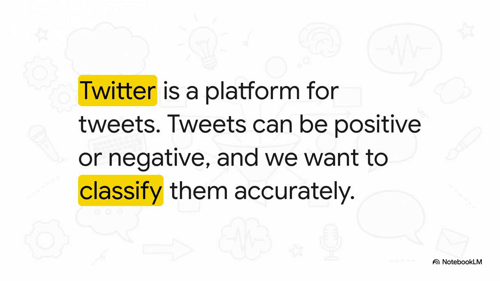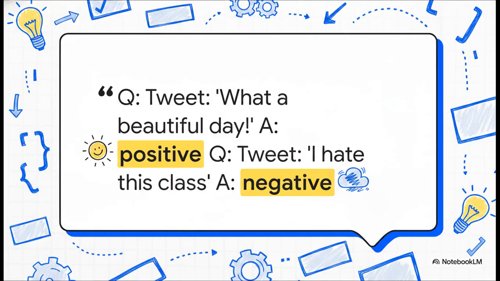Okay, next we add our few-shot examples. This gives the AI a strict, highly accurate blueprint to follow for its output format. We show it exactly what a question looks like and exactly what an answer looks like. We give it a positive example, like, what a beautiful day, paired with the answer positive. Then we flip it and give a negative example. I hate this class, paired with negative. We are literally training the model within the prompt itself, demonstrating the exact pattern we expect it to replicate.